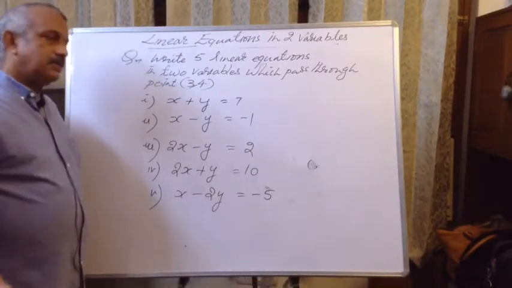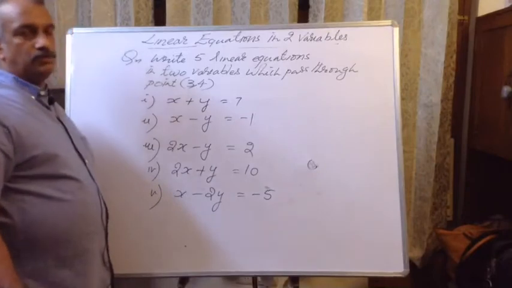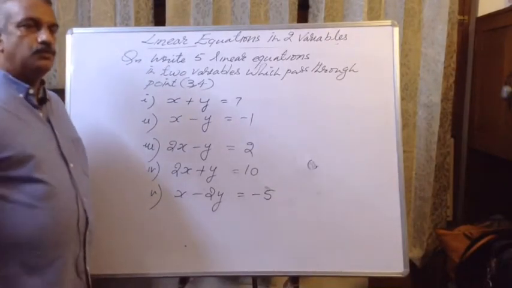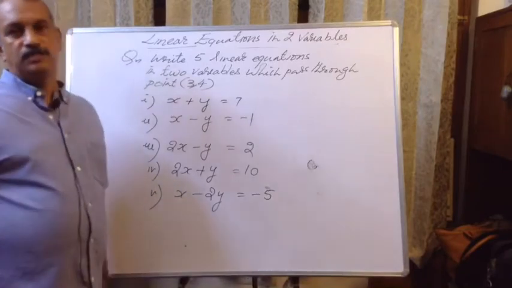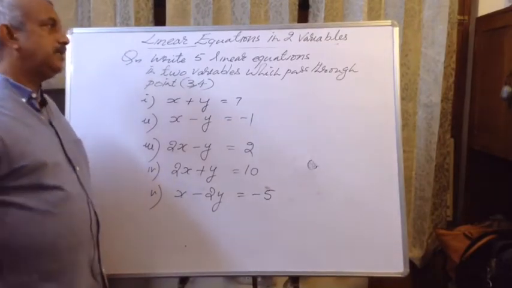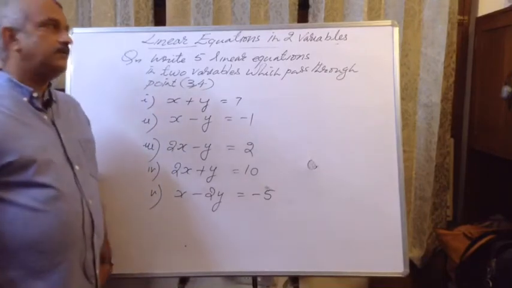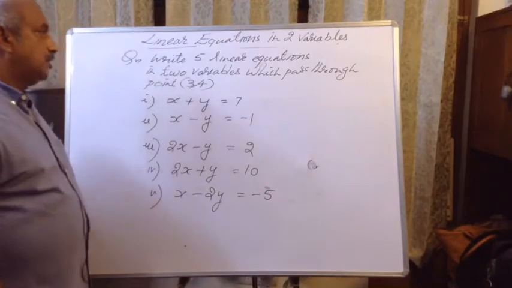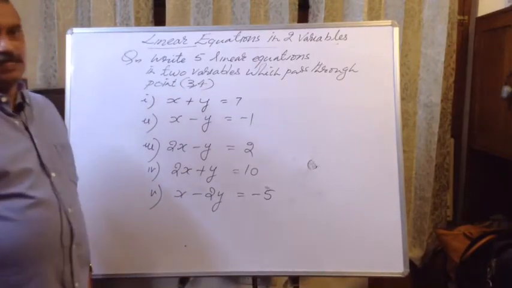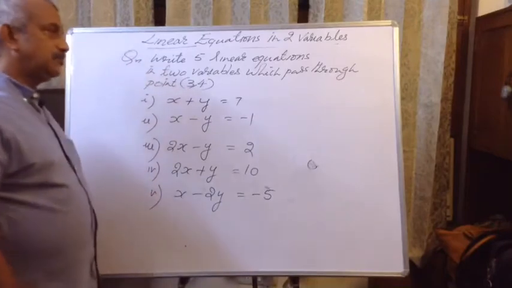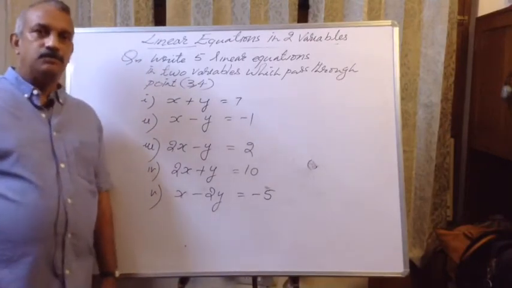Question can be: write an equation whose one solution is 3, 4. Or write an equation whose graph passes through the point 3, 4, etc. In any way the question can be framed, but the answer is the same. You have to make an equation such that when you substitute these values in the place of x and y, you should get LHS is equal to RHS.